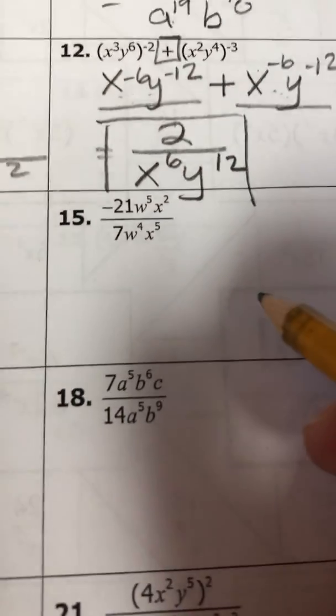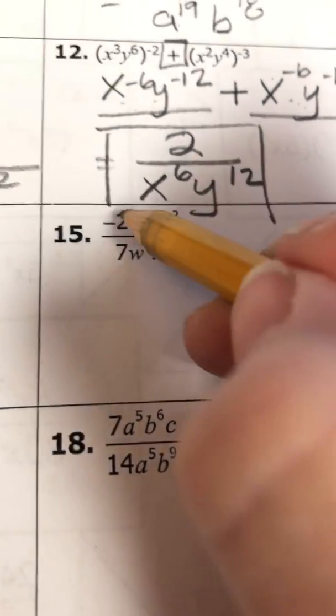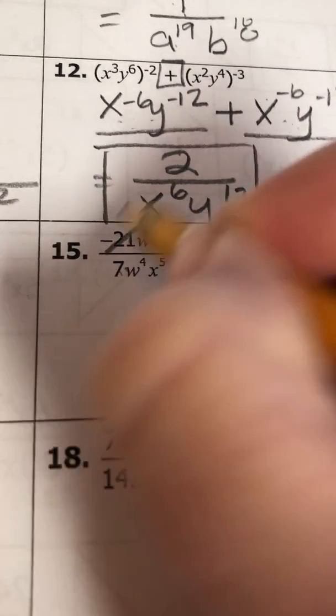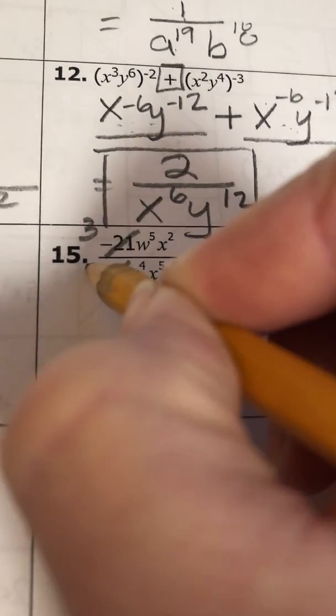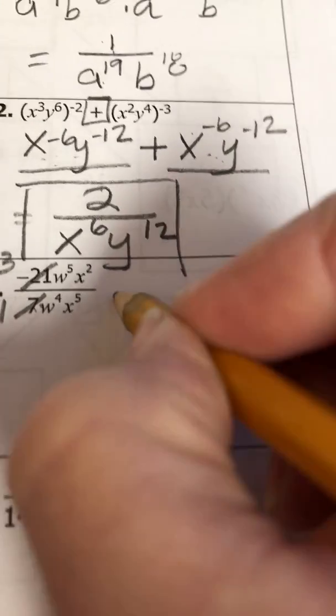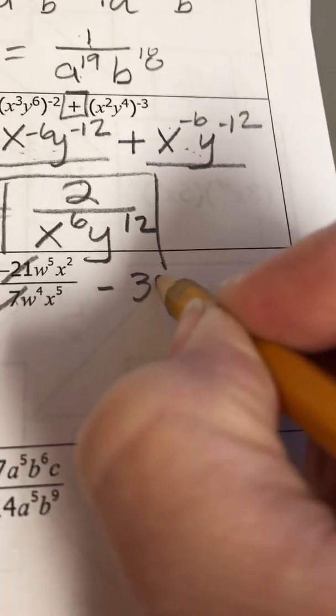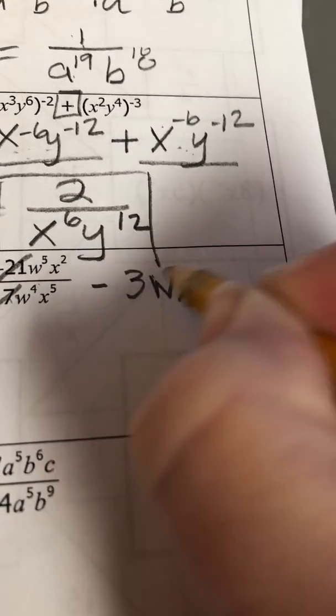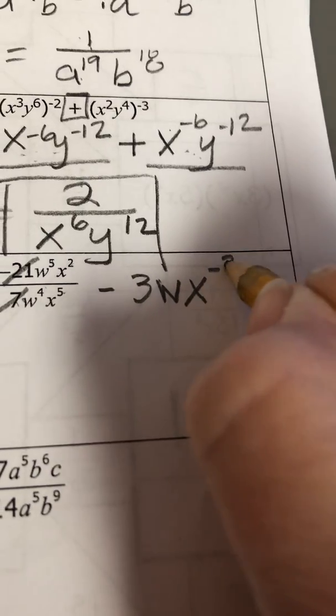Okay, so for number 15, oh good, these are friendly too. So I can divide both sides by 7. So 21 divided by 7 is 3. 7 divided by 7 is 1. So I'm going to end up with negative 3. 5 minus 4 is 1. And then 2 minus 5 is negative 3.